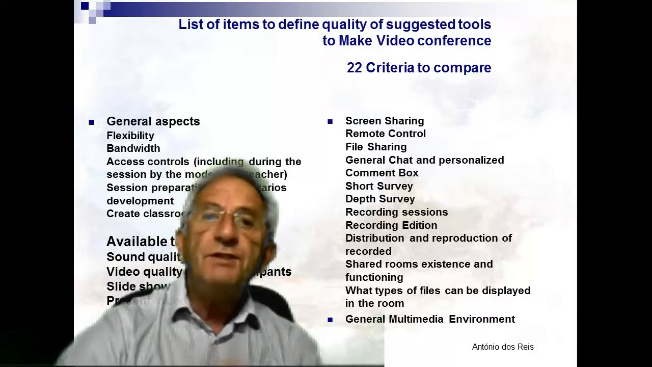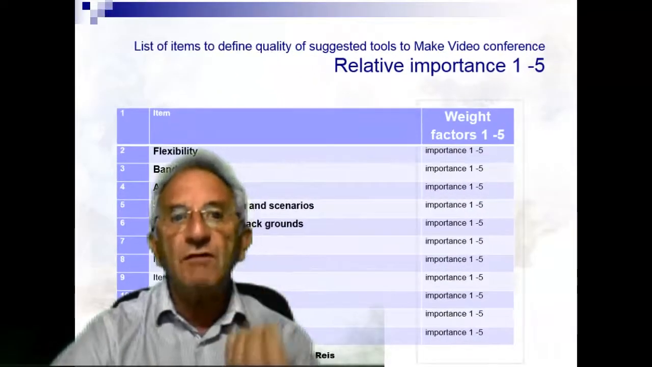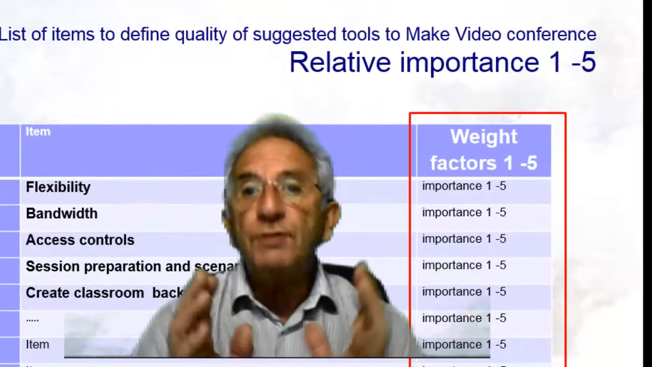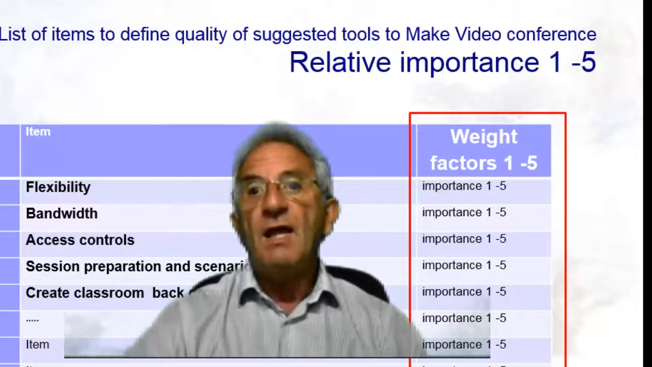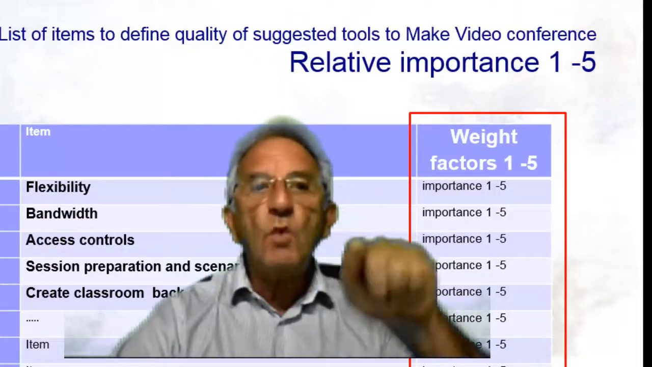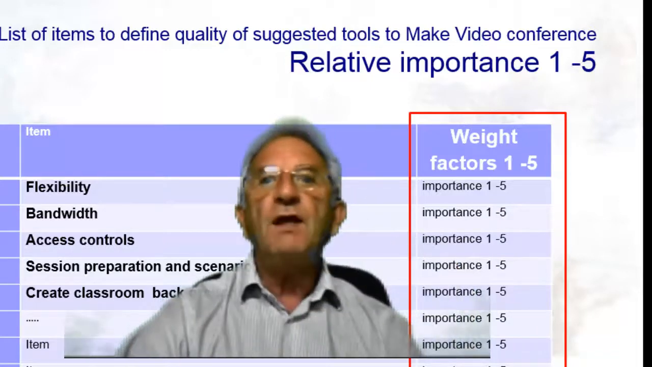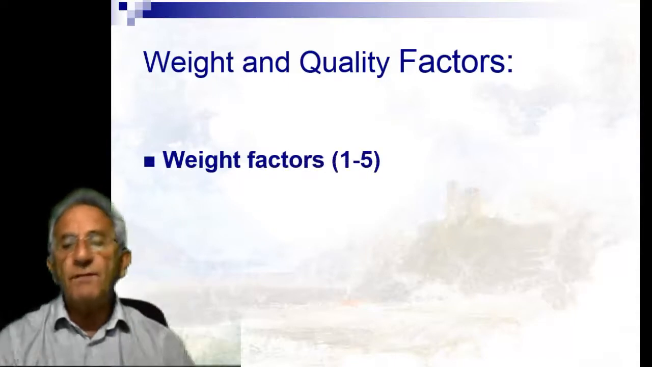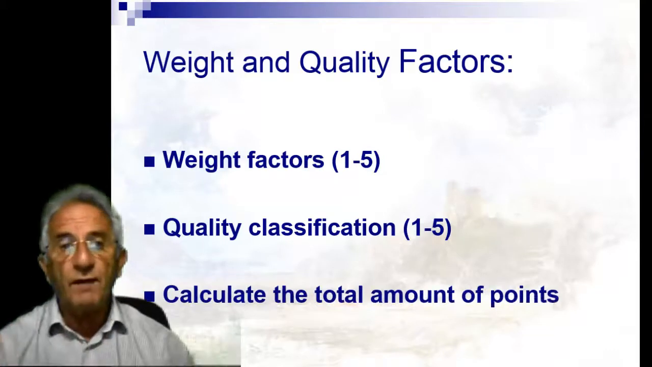But after these ingredients, you have to define the importance of each ingredient, which means that you should give a relative importance, which is normally called a weight factor. And this weight factor is assigned to each one of the ingredients to help you in your evaluation. Now that you have that, you have to add another thing. You have the weight factor, let's say points 1 to 5.